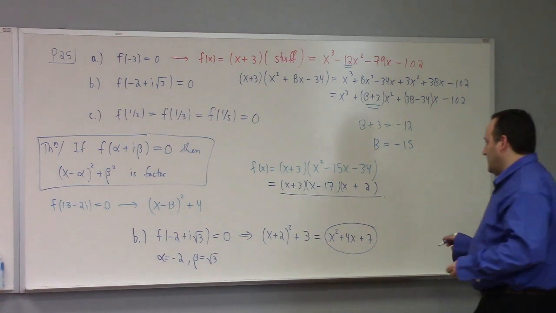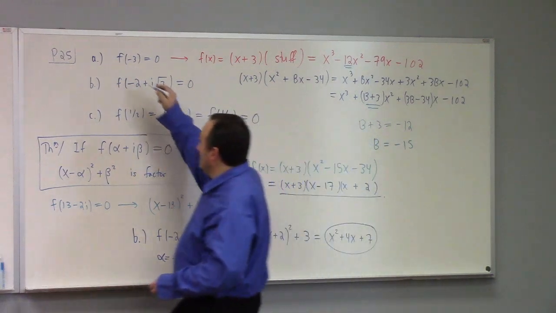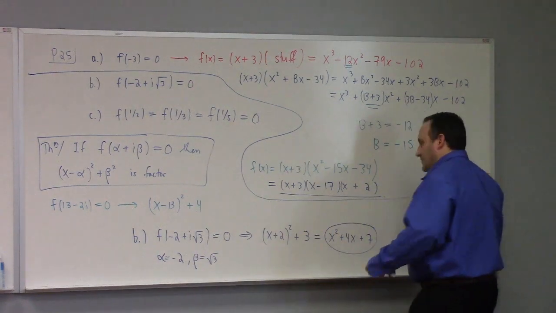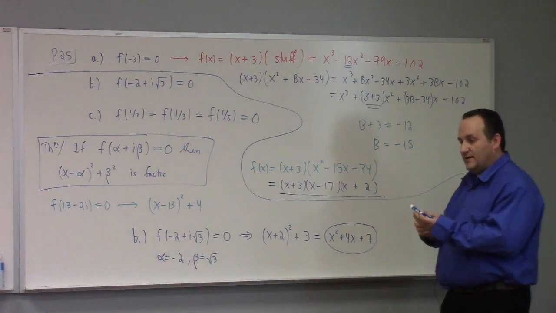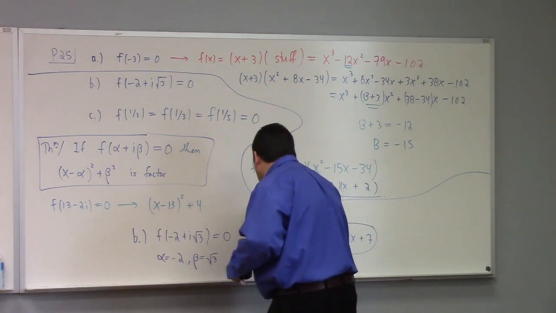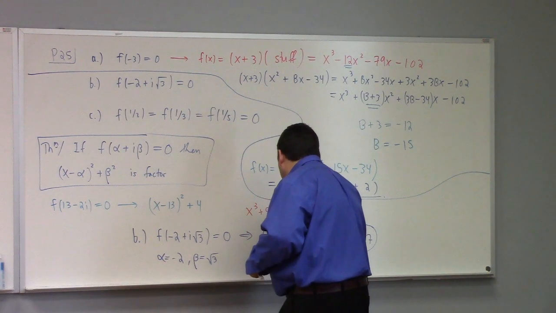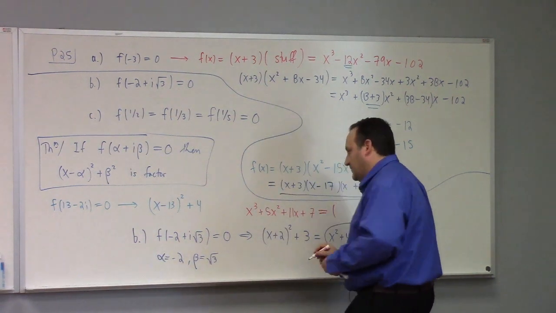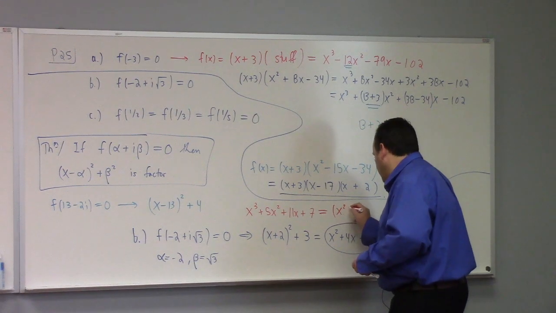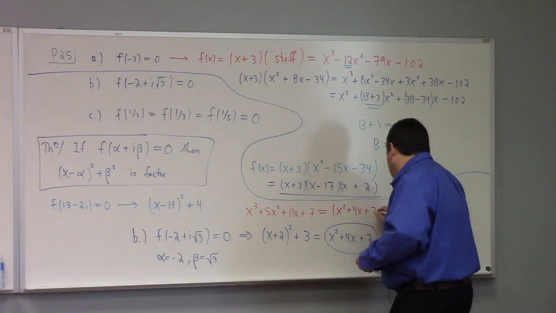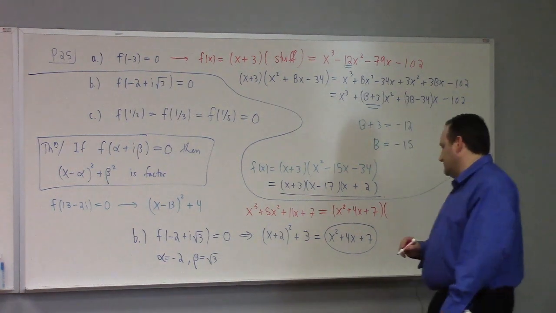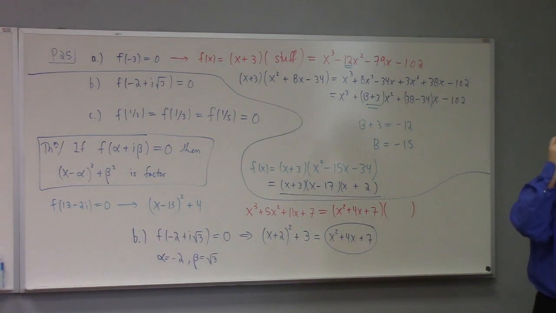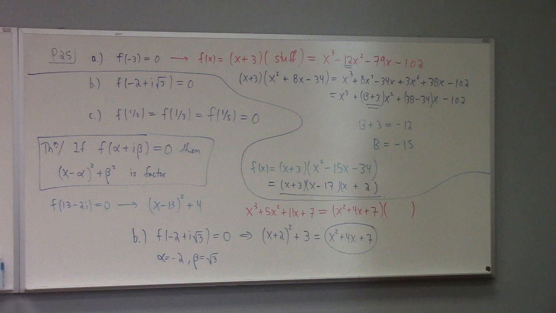So what was the formula for part B? Go ahead, tell me. x cubed plus 5x squared plus 11x plus 7. So this, apparently, if you believe the theorem, and I do, is x squared plus 4x plus 7 times what? Times something we don't know. But think, what has to go in that parenthesis?